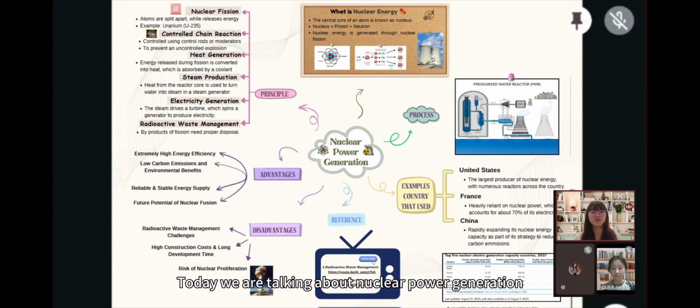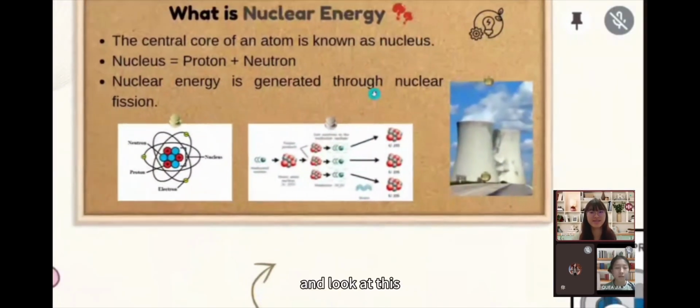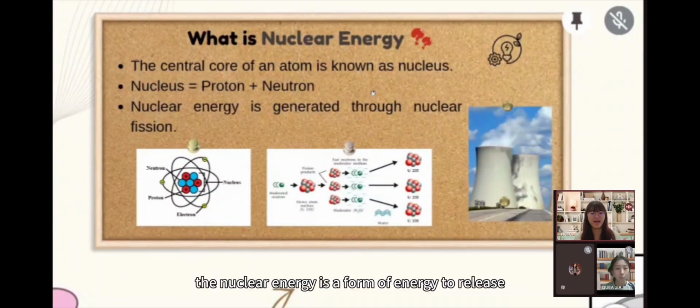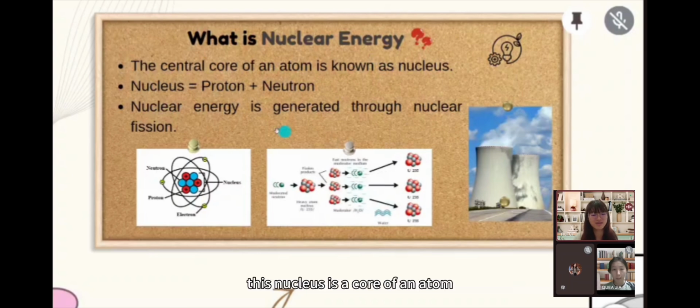Today, we are talking about nuclear power generation. So first, we want to know what nuclear energy is. Look at this. Nuclear energy is a form of energy released from the nucleus. This nucleus is the core of an atom, and it is made up of protons and neutrons.